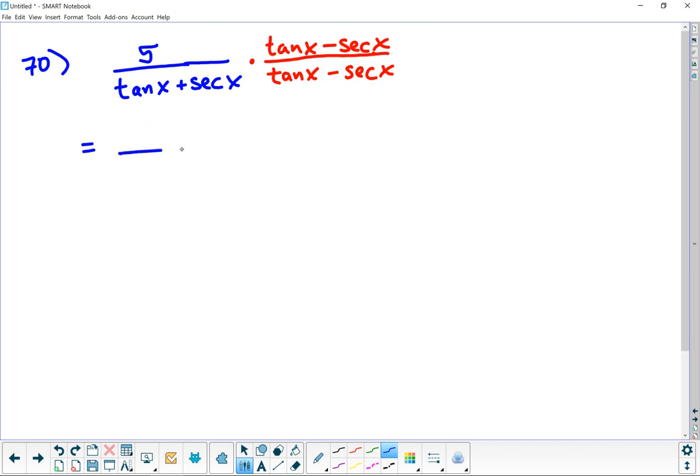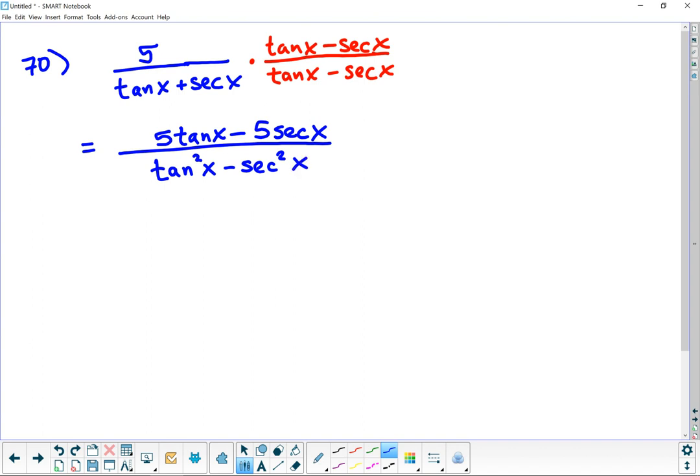Okay, so on top, I will get 5 tangent x minus 5 secant x. On the bottom, again, do an area model. This is going to be a 2 by 2, and you have 4 things in the middle. You will end up with tangent squared x minus secant squared x.